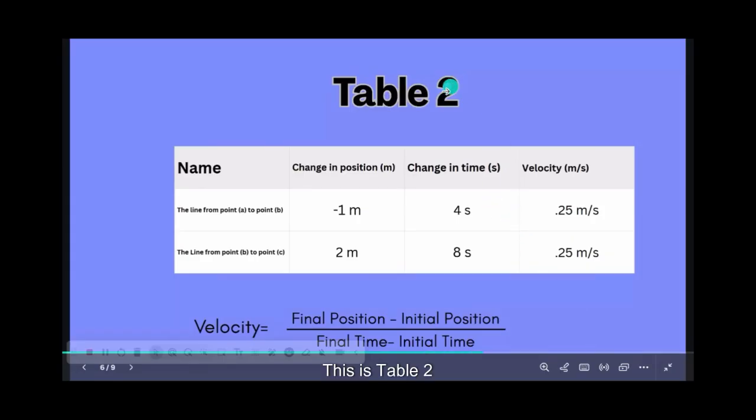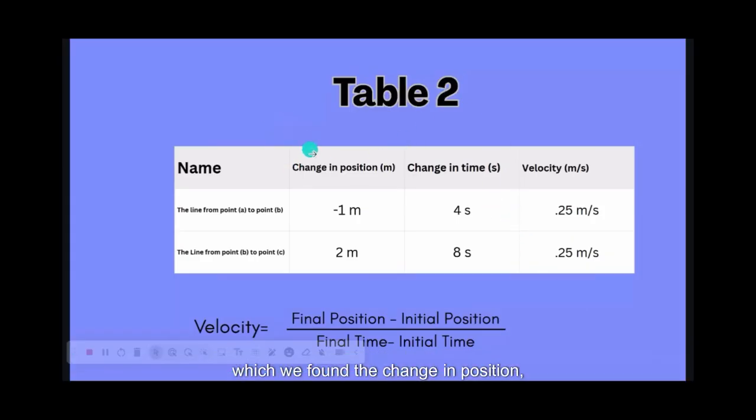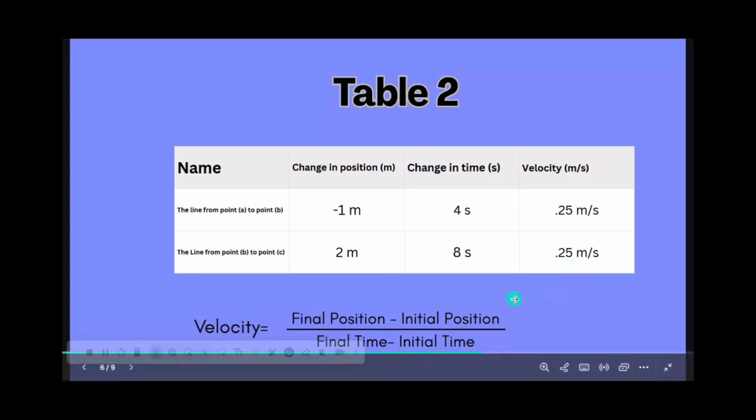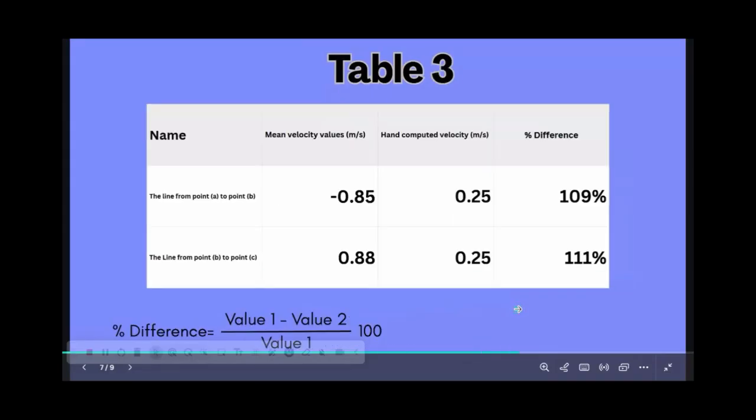This is table 2, where we found the change in position, the change in time, and the velocity. So from the line from point A to point B, we were at -1 meters in 4 seconds, which gave us 0.25 meters per second as a velocity. And the line from point B to point C was 2 meters in 8 seconds, and our velocity was 0.25 meters per second. And this is the little equation we use to find velocity.